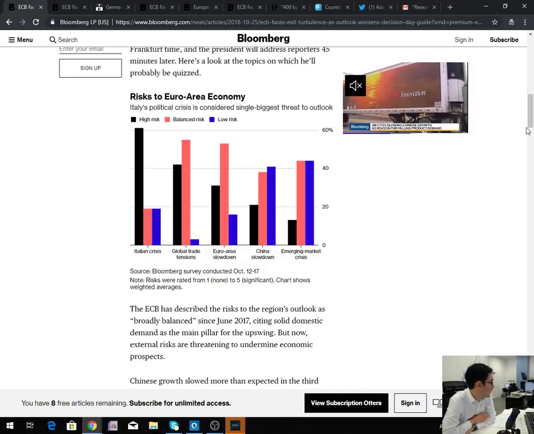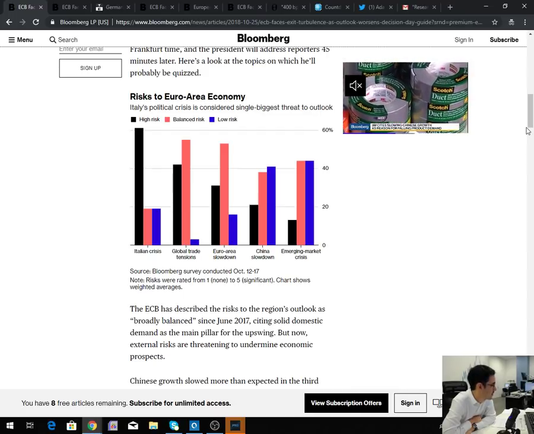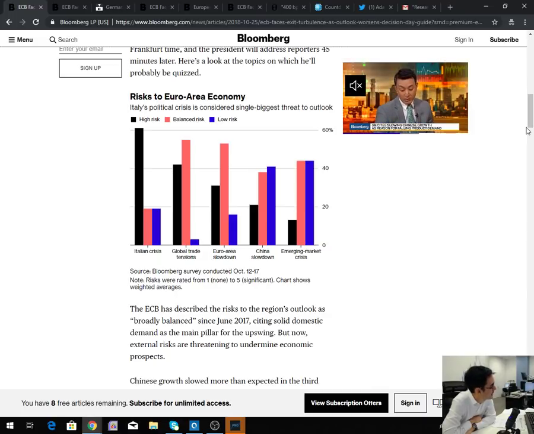Now here is a list of, I guess, five key areas on which the market is focused at the moment, ranging from the Italian crisis on the left through trade tensions, euro area slowdown, China slowdown, and this EM crisis. I guess the one that is highlighted, from left to right, is looking at the black being the most high risk, the blue being the least.